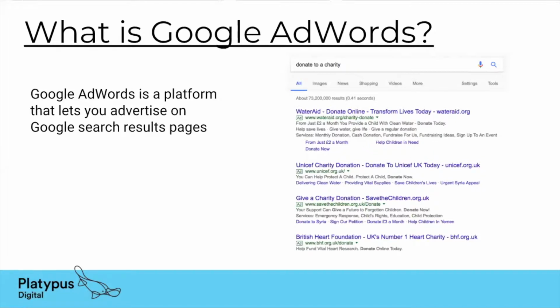So Google AdWords is a platform that lets you advertise on Google search results pages, and you can see an example of that on the screen here. We've got the search for donate to a charity. That brings up lots of different charity ads. So that's an example of a keyword that's sent out as a Google search, and then it results in lots of different charity ads coming up in front of you.